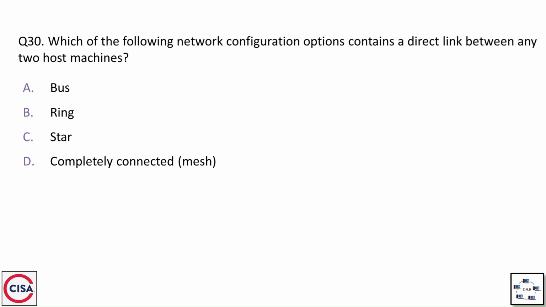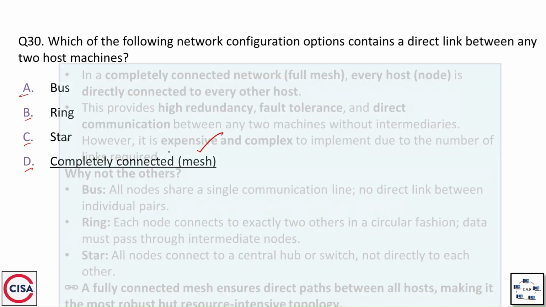Question number 30. Which of the following network configuration options contain a direct link between any two host machines? Option A, bus. Option B, ring. Option C, star. And option D, completely connected, that is mesh. The correct option is mesh, or completely connected.